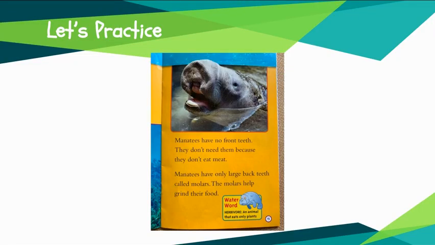Let's look at another example. This is just one page. Well, we wouldn't say a page in this case. This would be a section. A section is usually multiple paragraphs. So in this section, it says manatees have no front teeth. They don't need them because they don't eat meat. Manatees have only large back teeth called molars. The molars help grind their food. So if I'm talking about the topic of this section, the topic would be manatees' teeth. It's only talking about the teeth of the manatee.